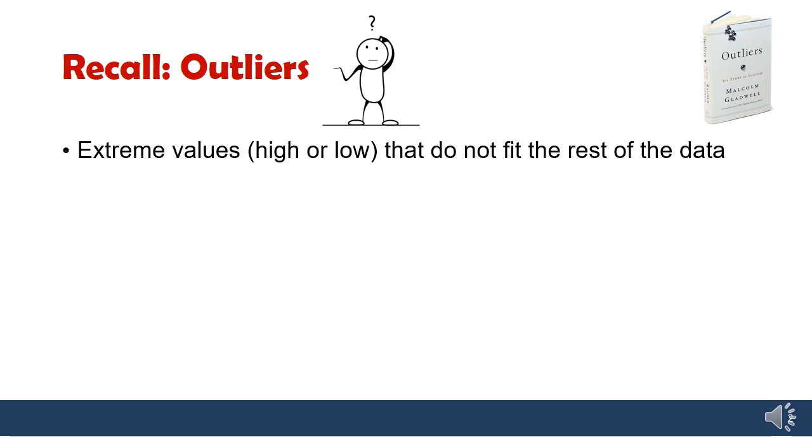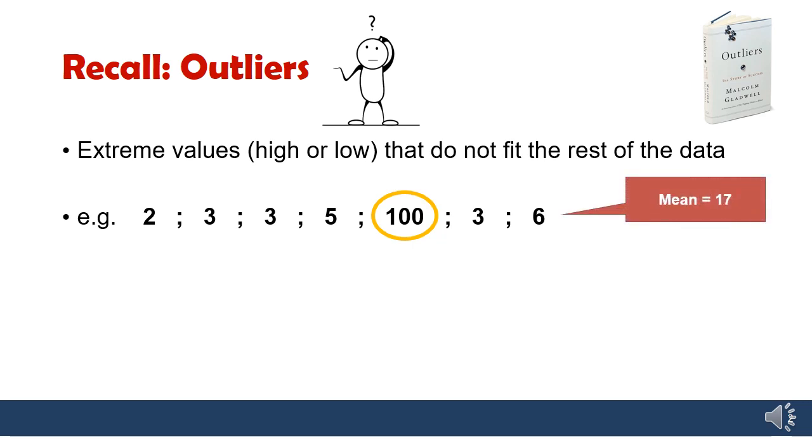Anyway, if we look at this example, here's a data set where I think it's quite obvious to see what the outlier is. 100 is the data value that's extreme. It doesn't fit in with the rest of the values, which are all less than or equal to 6. If we were to take the mean of this data set, or the average, we would find that the mean, now this is rounded, is 17.